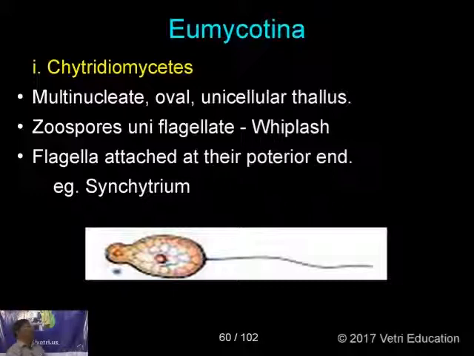The first one is Chytridiomycetes, where the thallus is multinucleate, oval and unicellular. Zoospores are uniflagellate and whiplash type. In the diagram you can see this plant body with this one as the anterior side and this one as the posterior side. From this side only the flagellum is there, so it is attached at the posterior end. Example, Synchytrium.